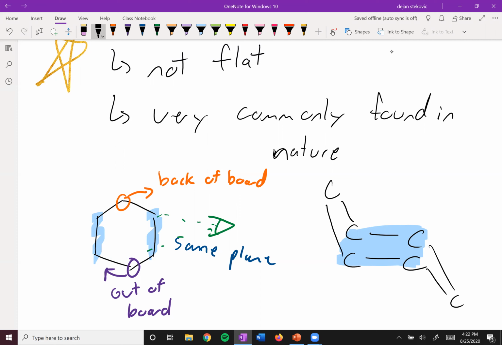So this is the conformer with the least amount of strain, or zero strain, and this is called a chair conformer. The reason it's called a chair conformer is because if you think about it, it looks like a chair, right? So if you sat down there, there's your little cyclohexane chair.